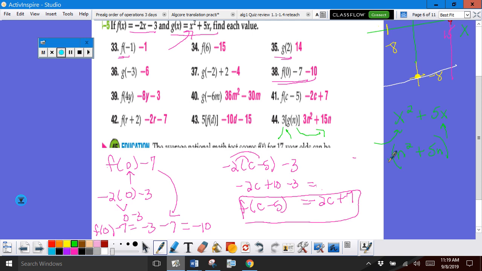But notice how I still have the 3 here. So that is purely just distribution. 3n squared plus 15n, and it is done. I'm not going to get a numeric answer for that. Remember, when we write that, we always go back to what the original problem was that we were substituting in so we know what goes where.